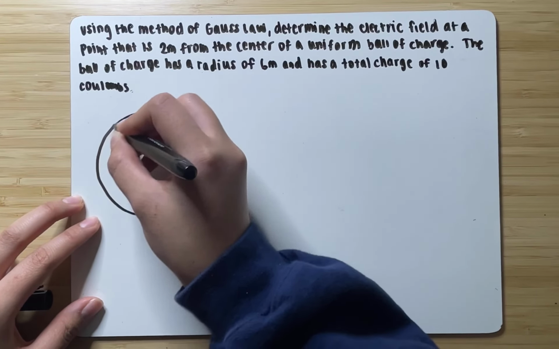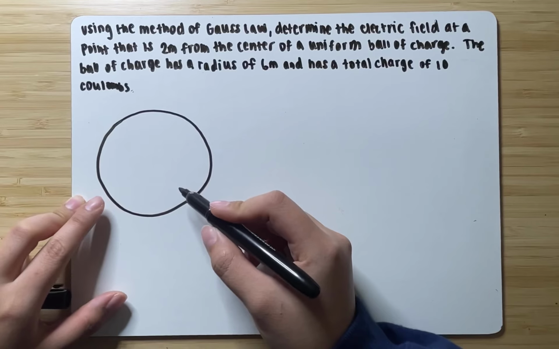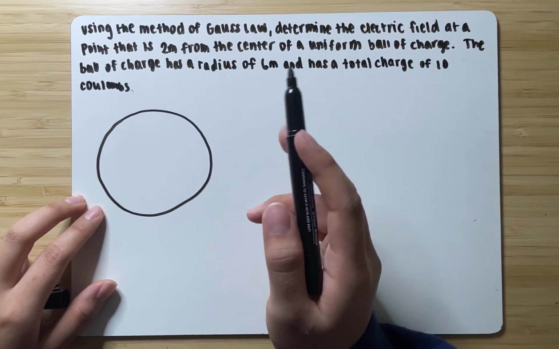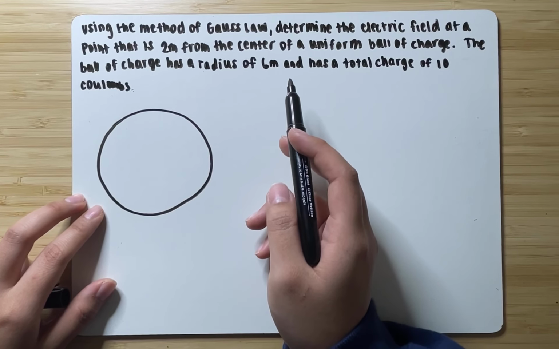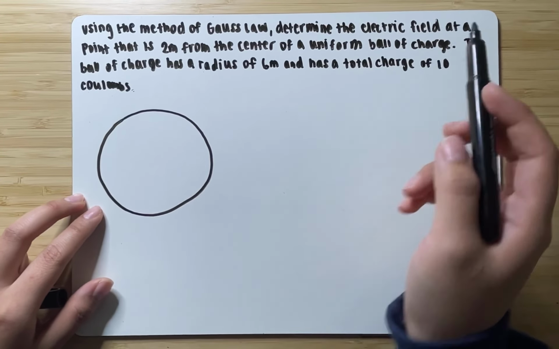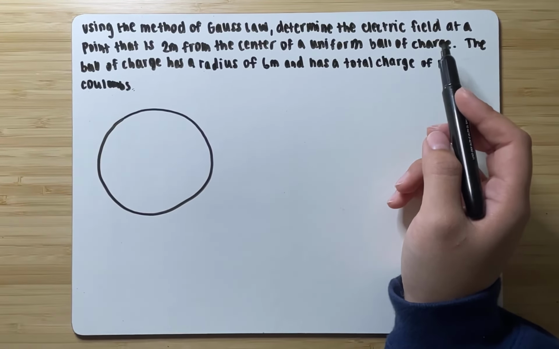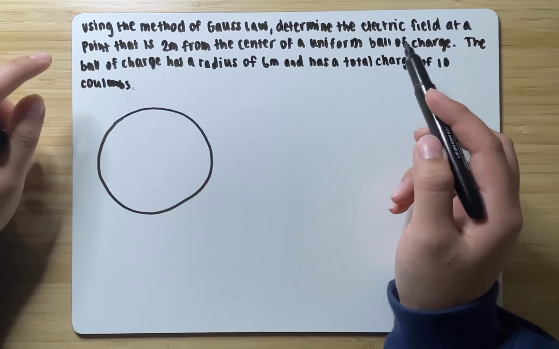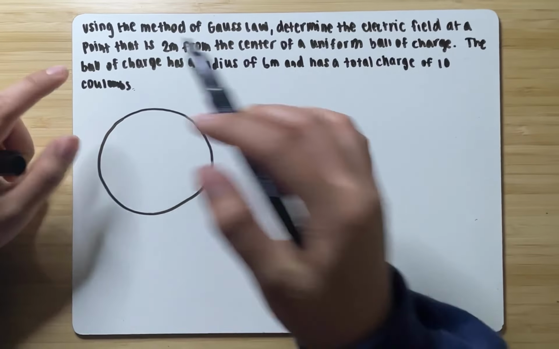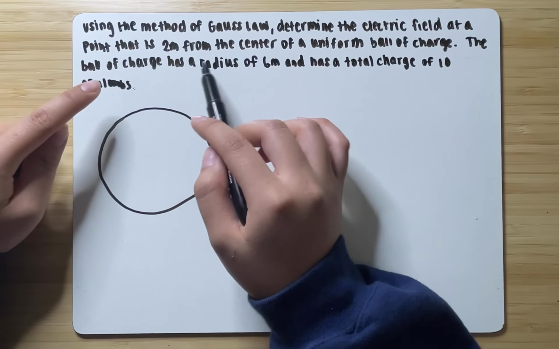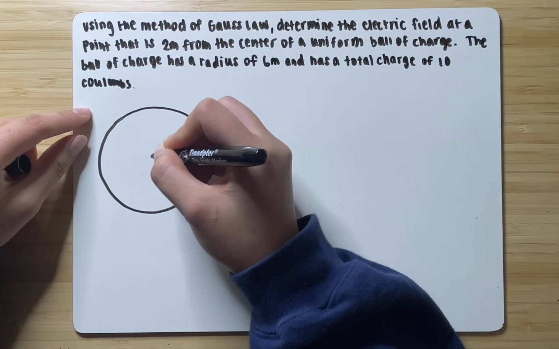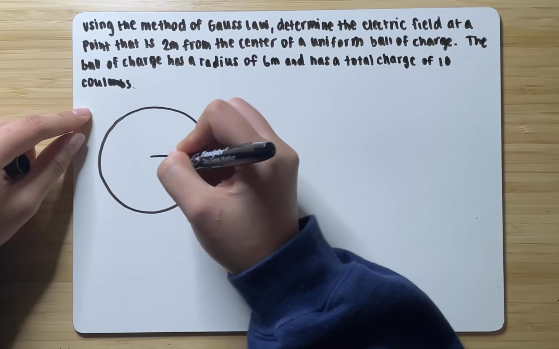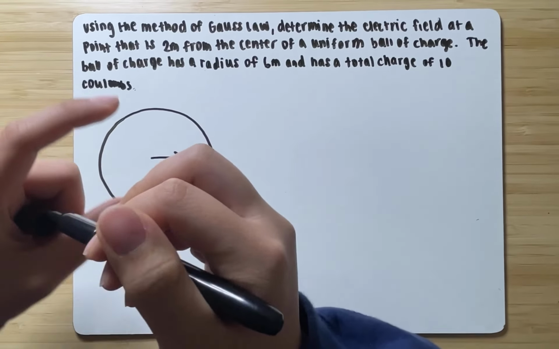So draw a circle. This will represent the ball, okay? And now looking at the problem, what pieces of information does it tell you? It wants to know the electric field at a point, but the point that is 2 meters from the center of the uniform ball of charge. So say this is the center, and the point is 2 meters from the center.